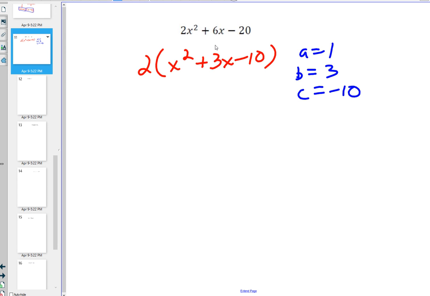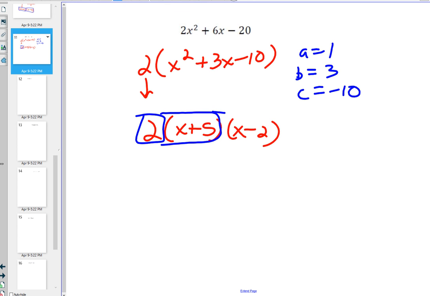Well, it does involve a 5 and a 2, but one of them has to be negative. Which one is negative? 5 minus 2 is 3. So x plus 5, x minus 2. But then don't forget, that 2 has to drop also. When you go back and take the practice test, and where I showed you that the link was, you have to check all three of those boxes.